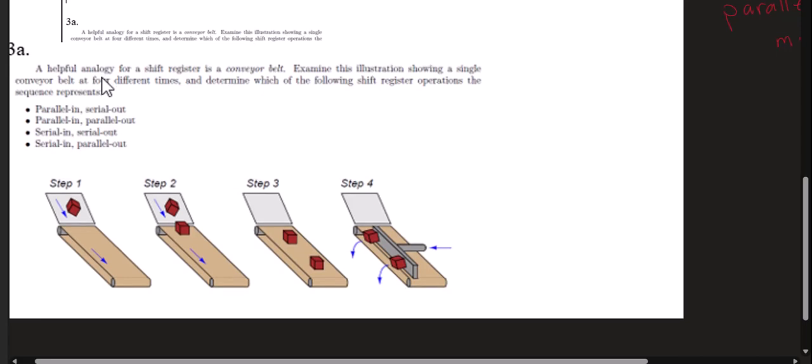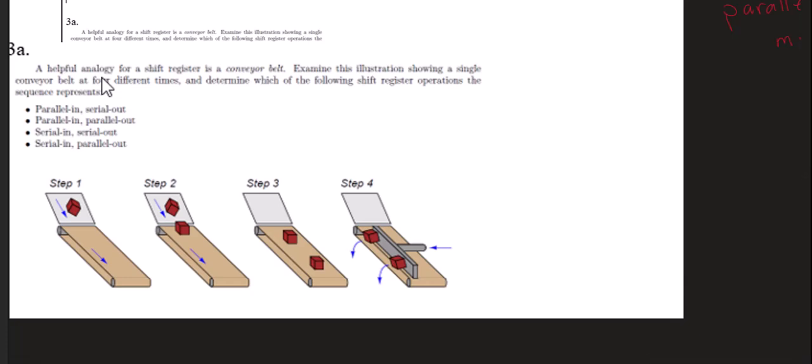So this is an analogy for a shift register. We have items coming in and items going out. You want to look at that diagram and decide, is it parallel in or serial in, and is it parallel out or serial out?